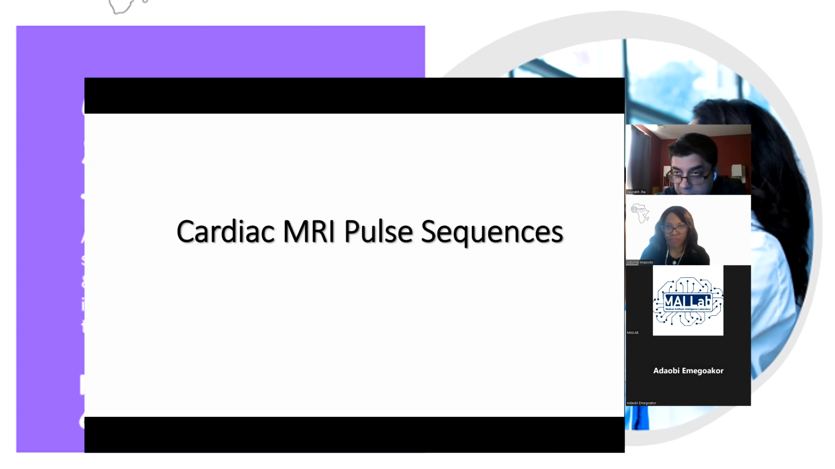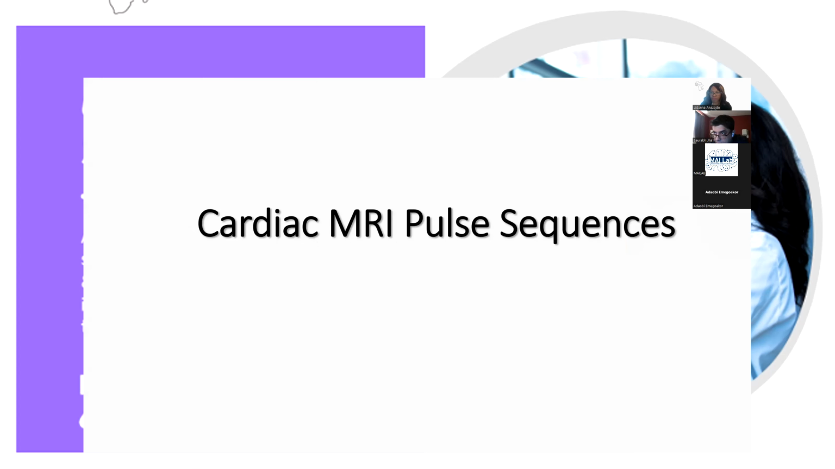Okay, so I'm going to talk to you a little bit about MRI physics without getting into the deep quantum physics of it all, because that scares me, and I'm sure it'll scare you as well. And what I want to do is give some broad principles and say why the heart is different, what we do differently in the heart.